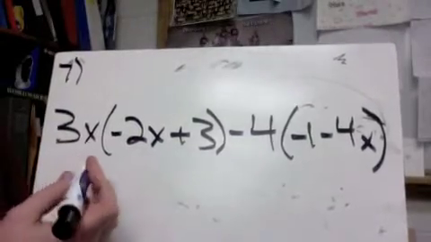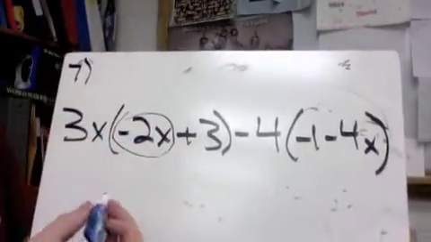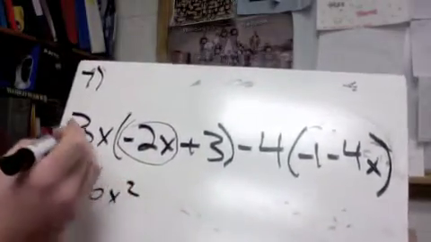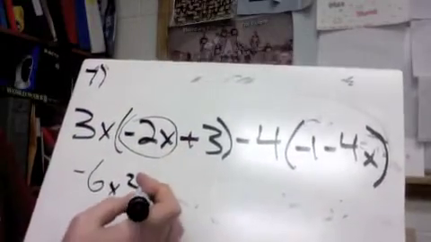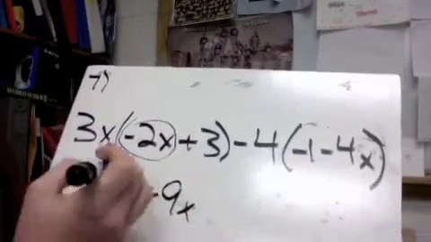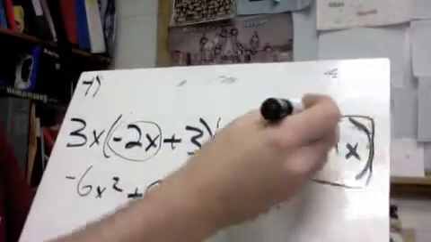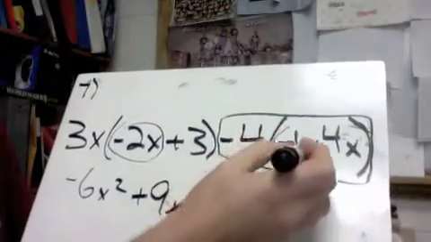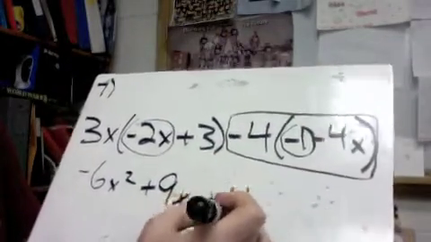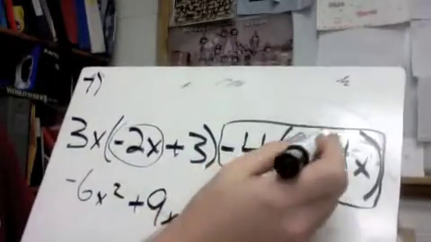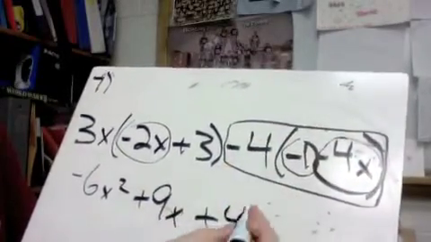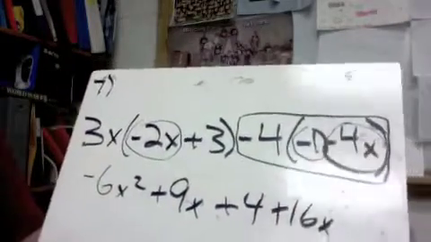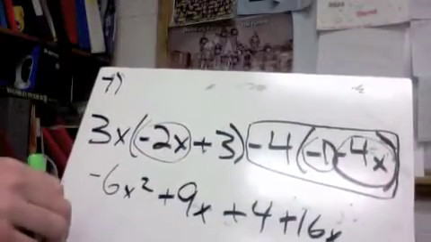For number 7, we've got 3x times negative 2x, which is going to be negative 6x to the second. Then we've got 3x times 3, which is going to be a positive 9x. And if we take this part over here, negative 4 times just negative 1 is going to be a positive 4. And then the very last part, we've got negative 4 times negative 4x, which is going to be a positive 16x. Now I just have to locate things I can put together, and I just have a few here.